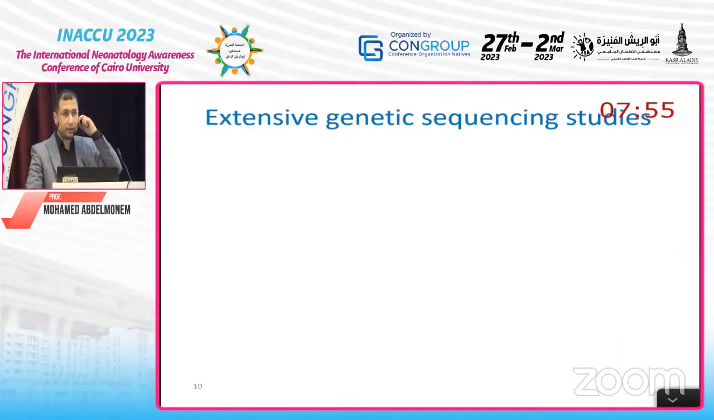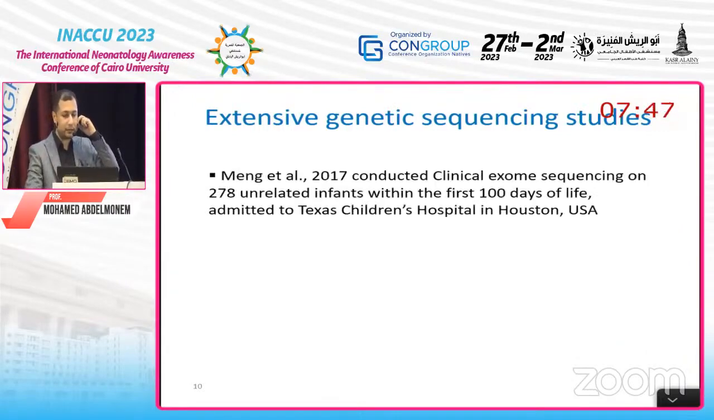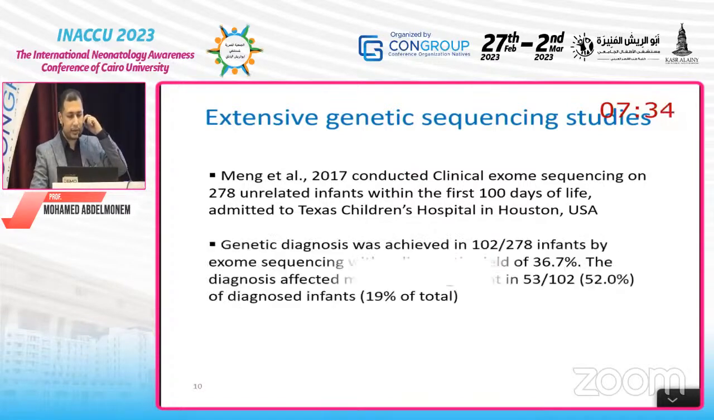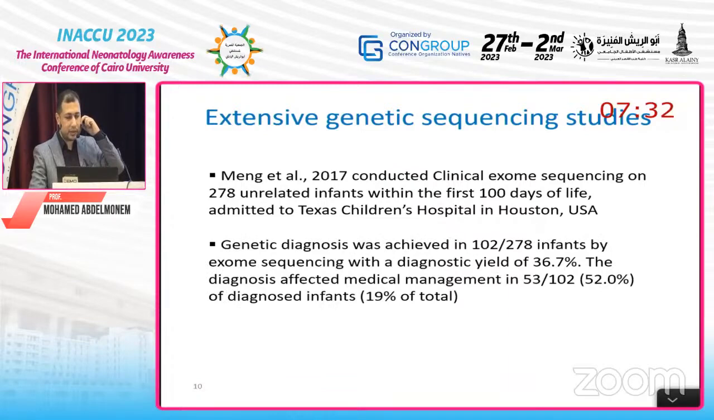Now we are going to talk about some studies that performed extensive genetic sequencing, either whole exome or whole genome, in the neonatal ICU. For example, Meng et al. 2017 conducted clinical exome sequencing on 278 unrelated infants within the first 100 days of life, admitted to Texas Children's Hospital in the USA. Genetic diagnosis was achieved in 102 infants by exome sequencing, with a diagnostic yield of about 37%. The diagnosis affected medical management in 53 of the 102, which is 50% of diagnosed infants and 19% of the total.